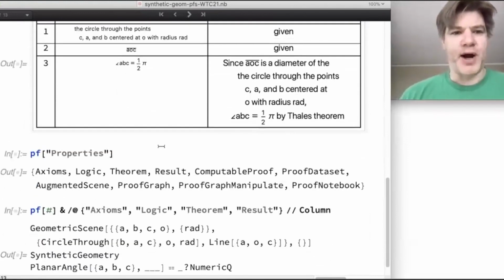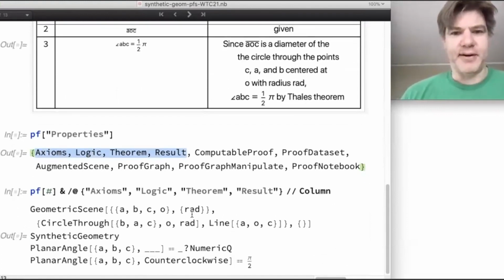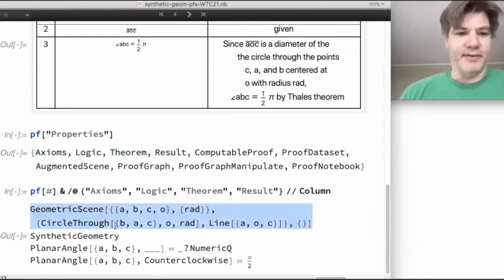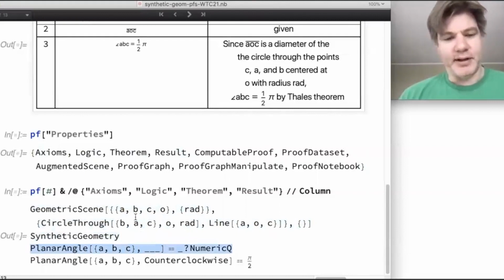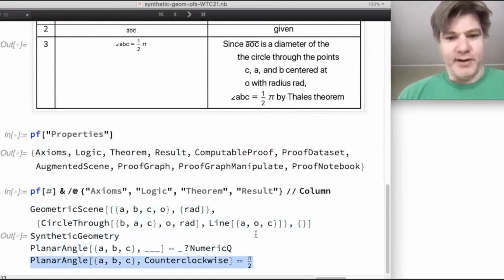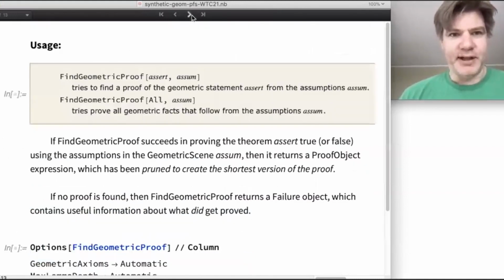If we look at all the properties of a proof object, the first 4 are fairly straightforward, and they're listed down here. They're the axioms, which is the geometric scene that we were given; the logic used, which is synthetic geometry, though it could be extended to synthetic geometry with trigonometry; the planar angle, the theorem we wanted to prove, which is the first argument; and the result. And these other properties we'll be seeing a little bit later.